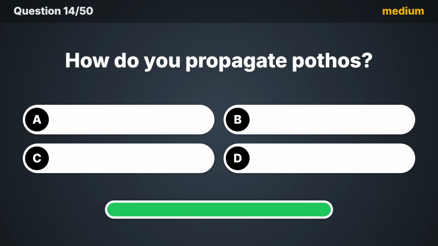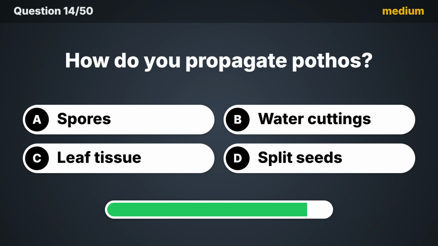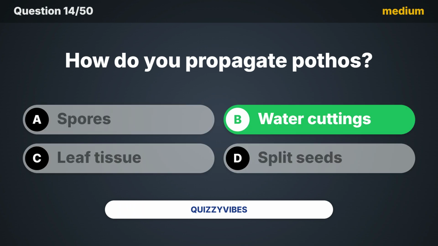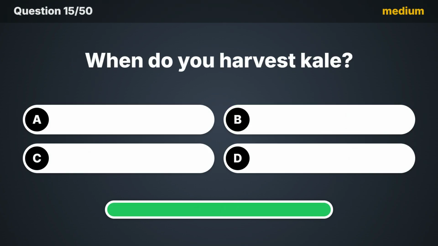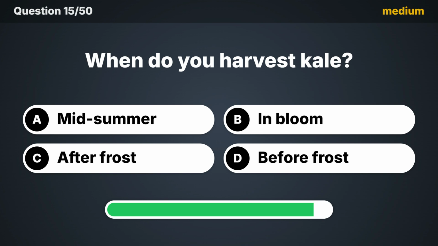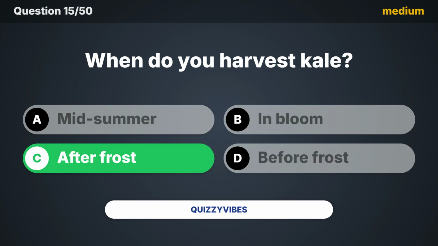How do you propagate pothos? Answer: water cuttings. When do you harvest kale? Did you guess it? The answer is after frost.